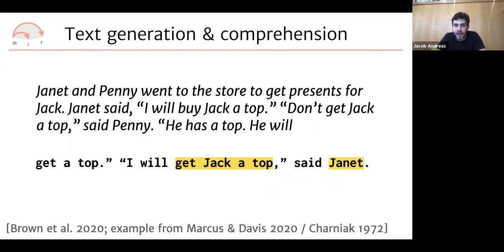And these are all things that, as recently as 4 years ago, I think we did not expect was going to be possible with just big machine learning models trained to do this kind of next word prediction task. But the other important thing to notice about this particular passage is that it's total nonsense, right? We say, don't get Jack a top, he has a top, he will get a top, I will get him a top. So this is not actually a sequence of sentences that you could imagine any set of sane human speakers producing on the subject of getting Jack a top.